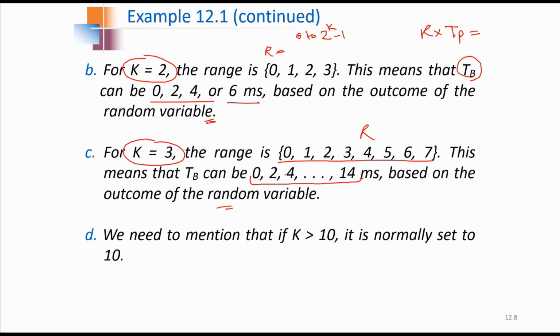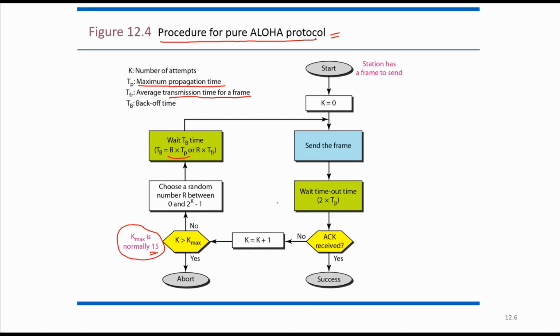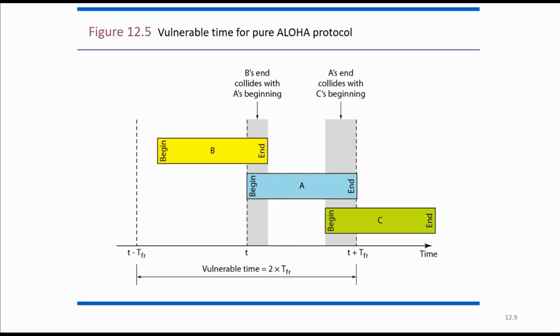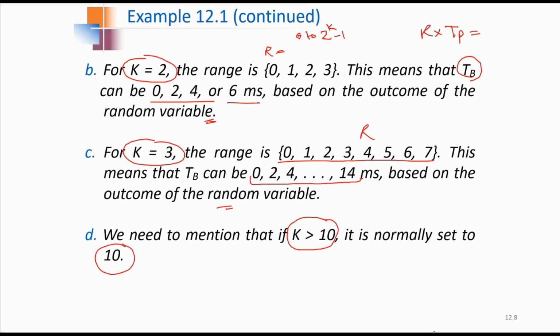Here it says that if K is greater than 10, it is normally set to 10. The maximum value of K is given as 15, but for analysis purposes, if K is greater than 10, we stop at K equals 10. So the analysis is done up to K equals 10. Otherwise, the process of sending that frame will be aborted.